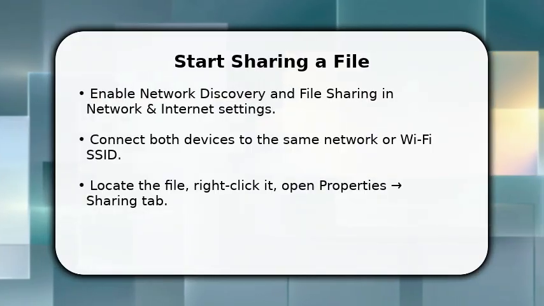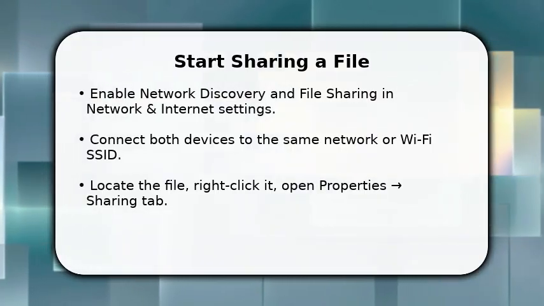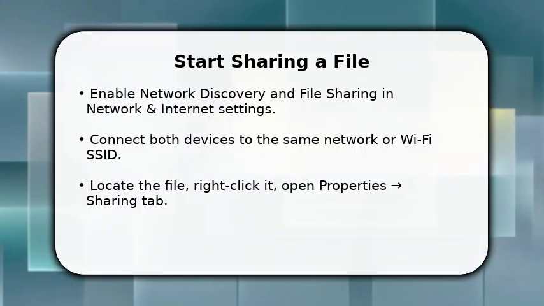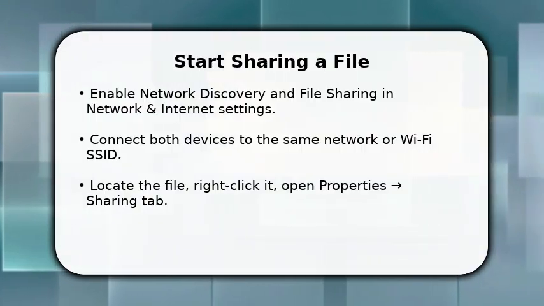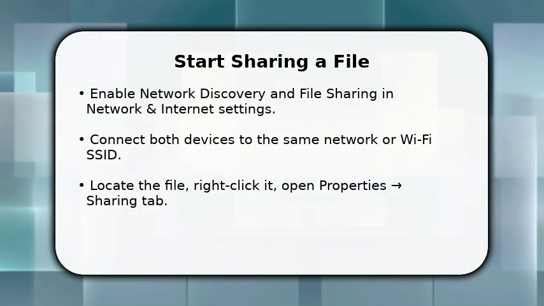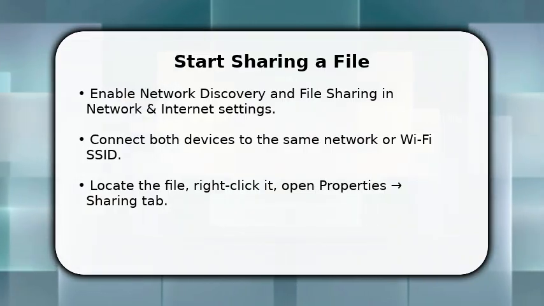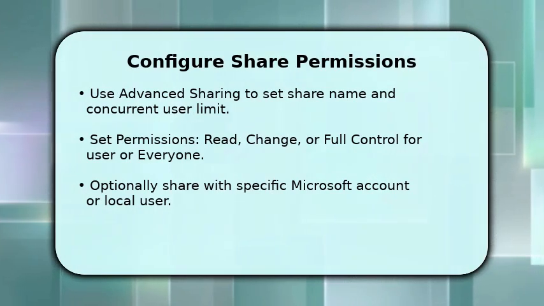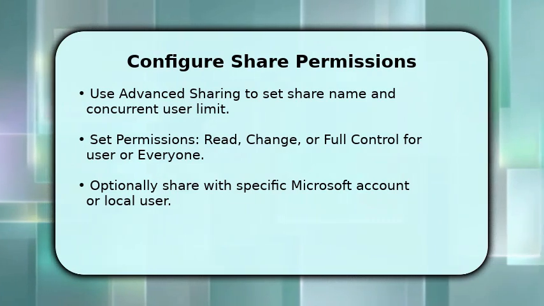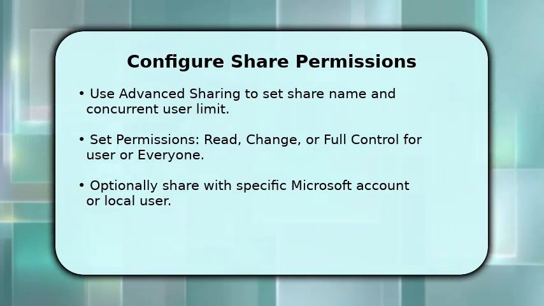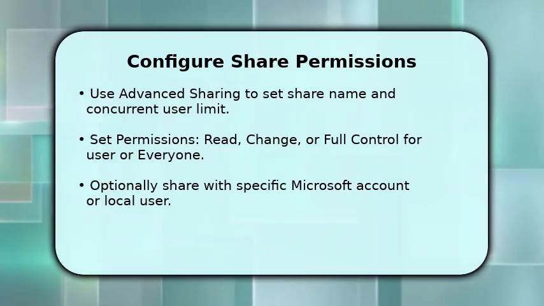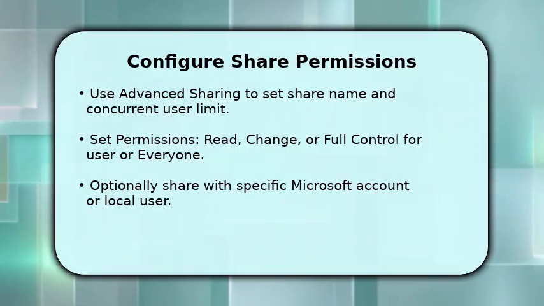Then find the file you want to share, right-click it, and open Properties, then the Sharing tab. Once opened, start the Share or Advanced Sharing dialog to expose the file to other users on your network. Once in the Sharing dialog, choose Advanced Sharing to control how the file appears and how many people can access it at once. You set a share name and limit concurrent users if needed.